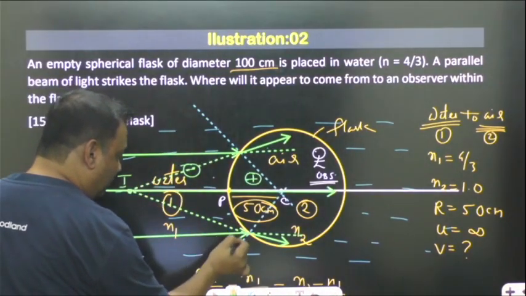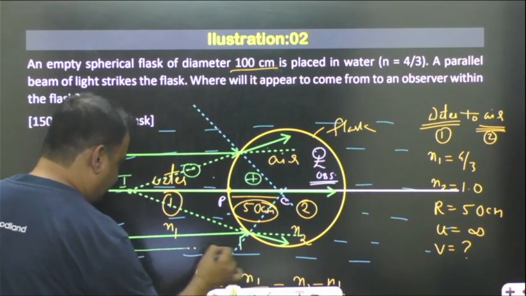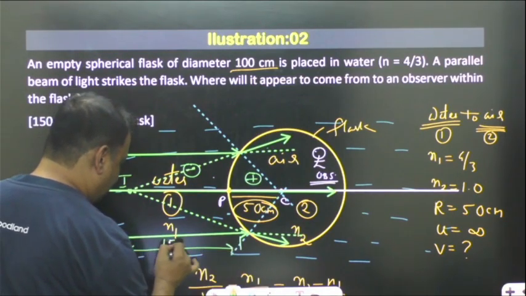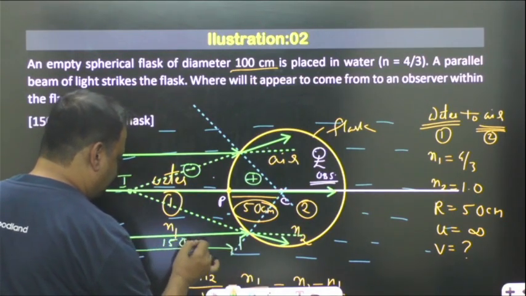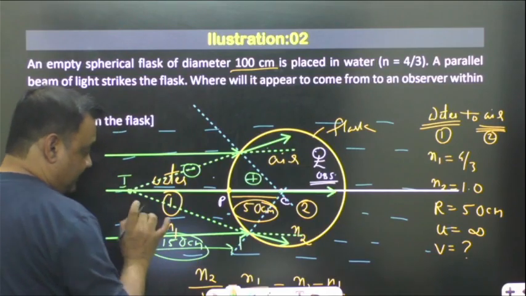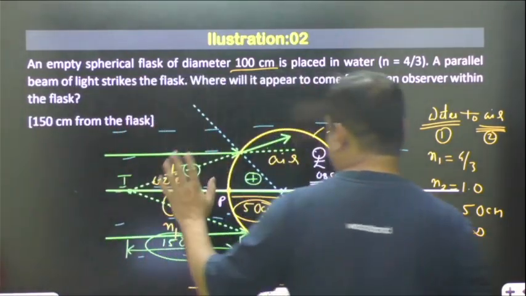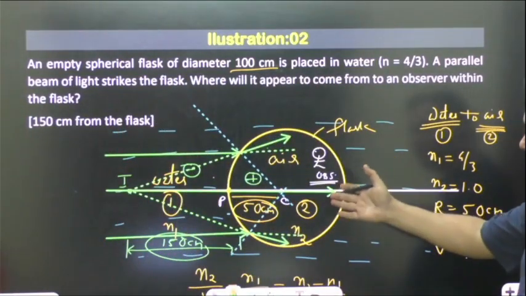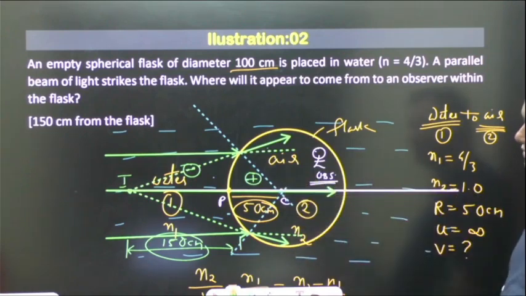And from the pole, always take the distance from the pole. This is how much? 150 centimeters. Don't write minus here. Already you are showing the image on this side. So you can convince yourself from the ray sketch also that the image is virtual, that is, on the water side. Got it?